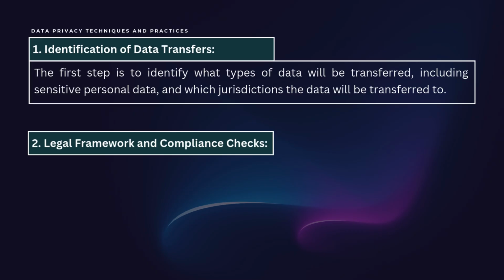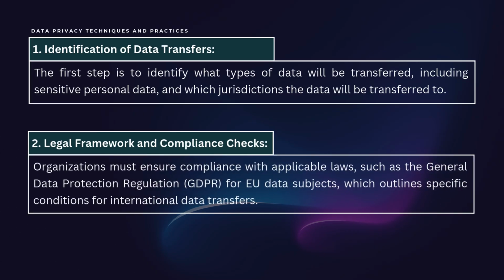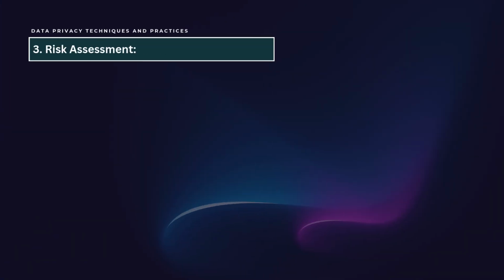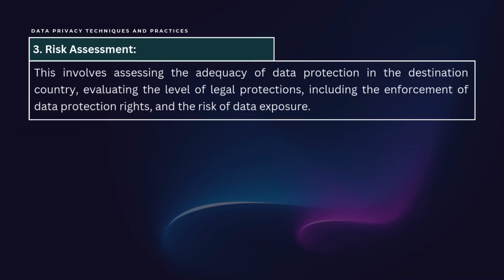Second, legal framework and compliance checks. Organizations must ensure compliance with applicable laws, such as the General Data Protection Regulation for EU data subjects, which outlines specific conditions for international data transfers. Third, risk assessment. This involves assessing the adequacy of data protection in the destination country, evaluating the level of legal protections, including the enforcement of data protection rights, and the risk of data exposure.